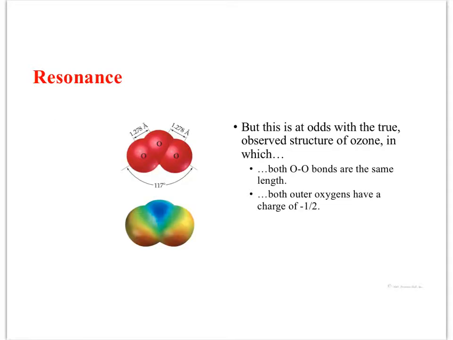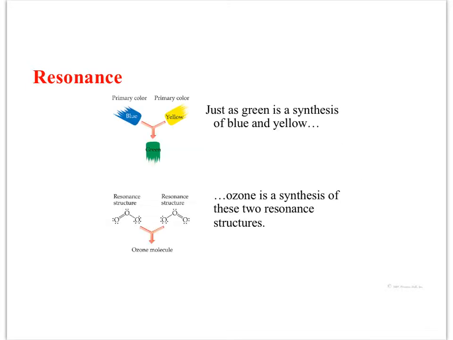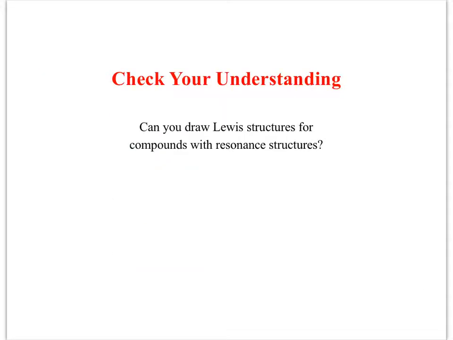Observe the true structure of ozone: both oxygen-oxygen bonds are the same length, and they both have that in-between bond length. Ta-da. There it is again. Here's just another explanation, kind of like a blending. Green is a synthesis of blue and yellow. The actual structure of an ozone molecule is in between those 2 resonance structures. So that's the idea behind resonance.